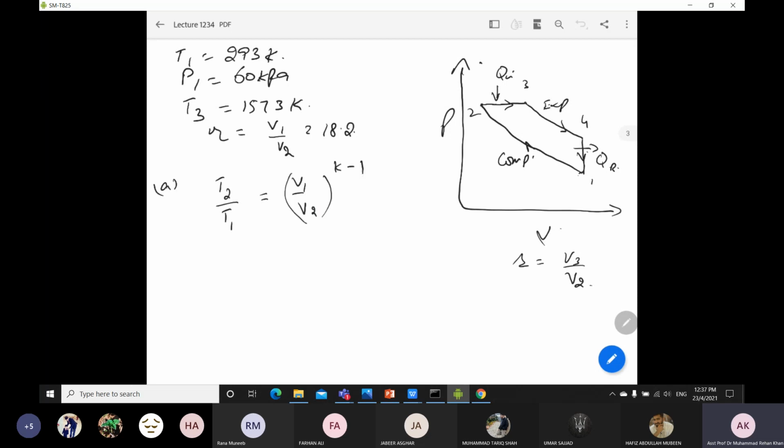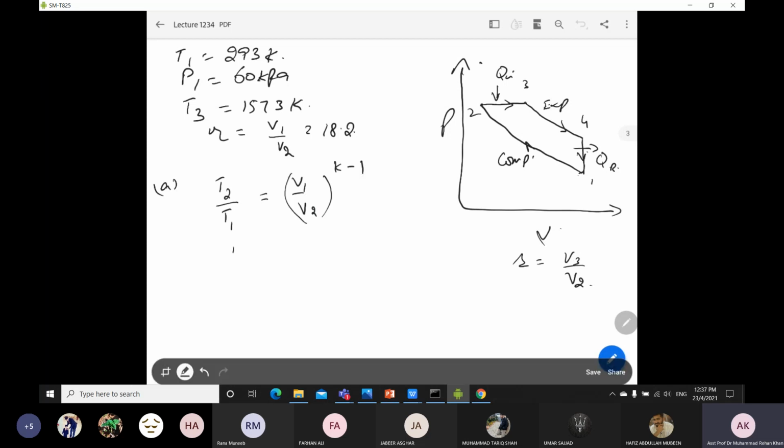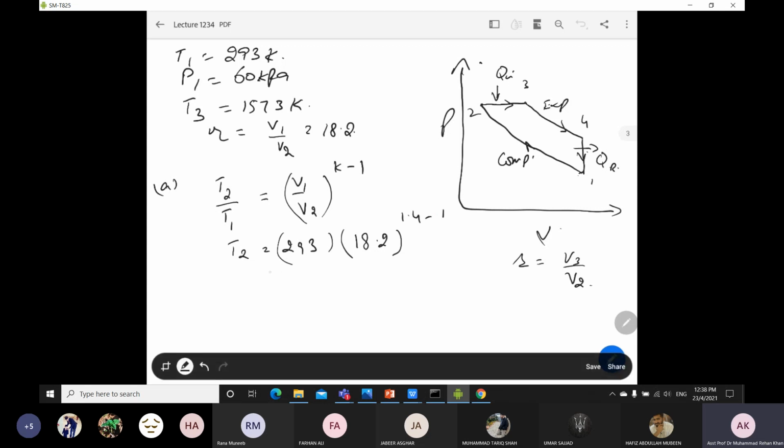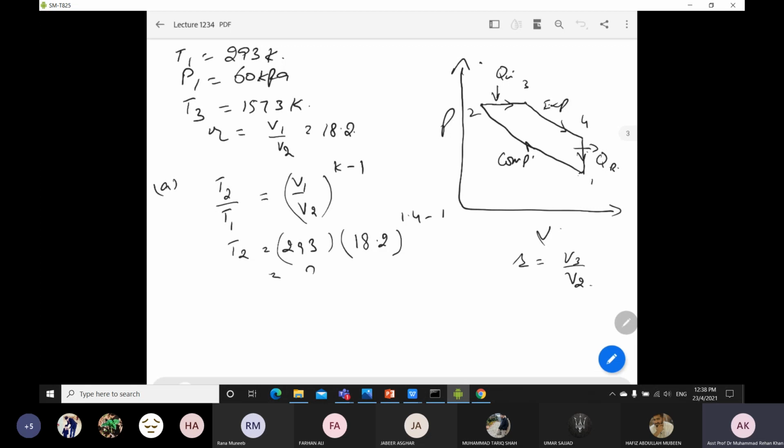specific heat ratio minus 1, and T2 is equal to, so T1 is given in the question, which is 293 Kelvin. V1 over V2 is the compression ratio, so it is 18.2. K minus 1, 1.4 is the specific heat ratio for air, minus 1. Okay, now you can just solve it and you will get the value of T2 as 939.2 Kelvin.